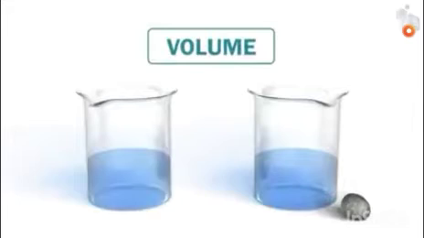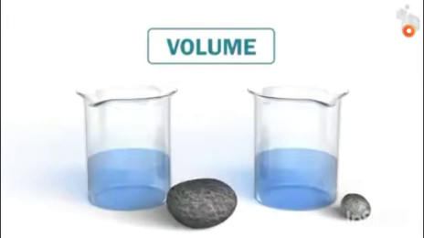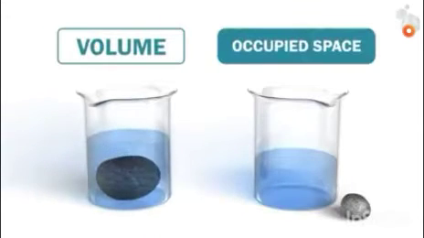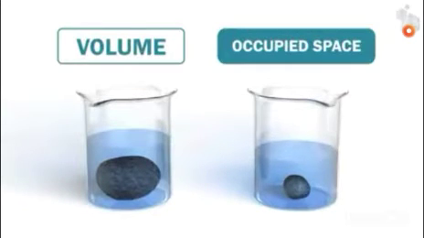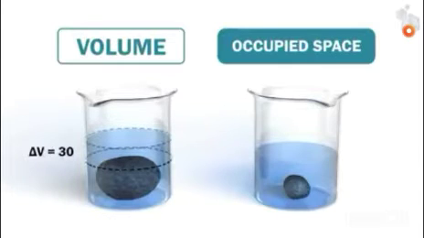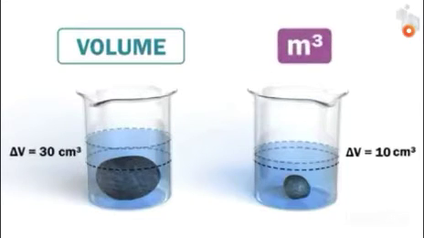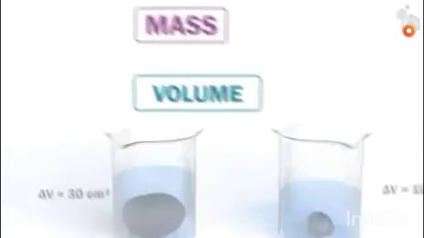Now let us discuss volume. What is volume? Volume is the space occupied by any object. So consider the occupied space of these two objects. When you put the first stone in the beaker, the space occupied is less than that of the bigger stone. The bigger stone will occupy more space and the smaller stone will occupy less space. So this is the difference between the two volumes. The volume occupied by a bigger object will be greater and it is measured in meter cubes. Its unit is meter cube.